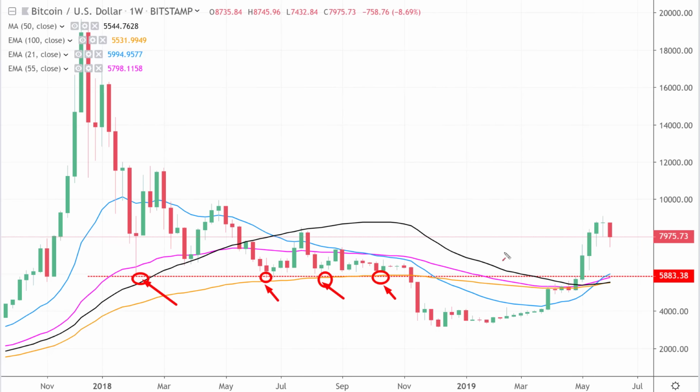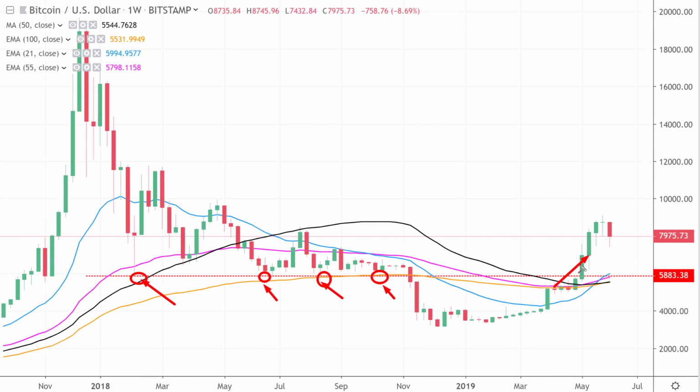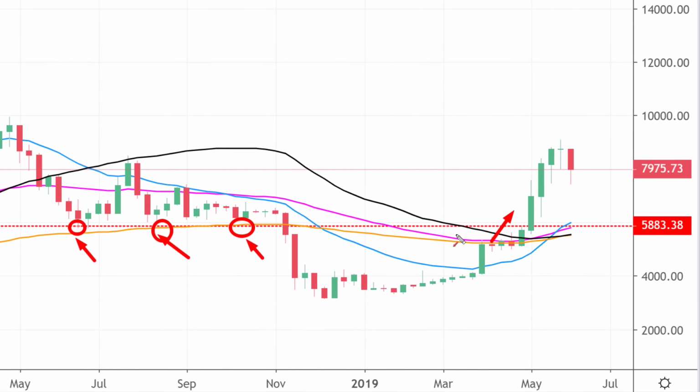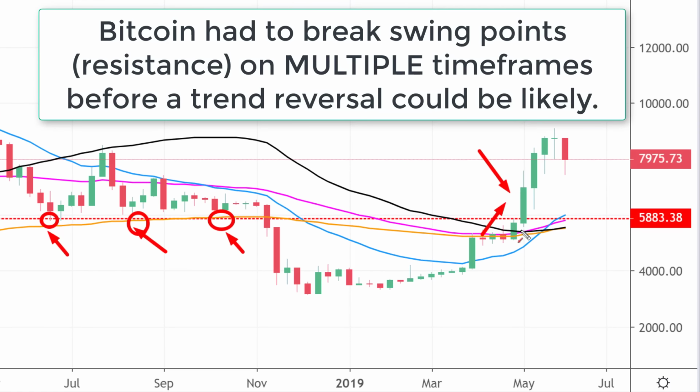So bottom line is this, guys, it wasn't until Bitcoin surged through and broke these swing points, multiple swing points on the daily and the weekly time frame, that there was a high probability, therefore, that we probably reversed trend.